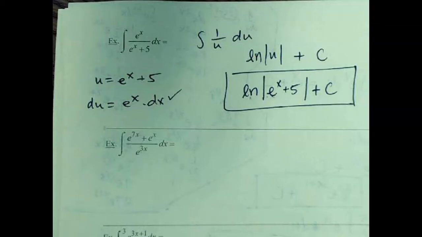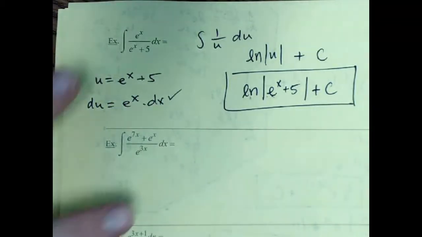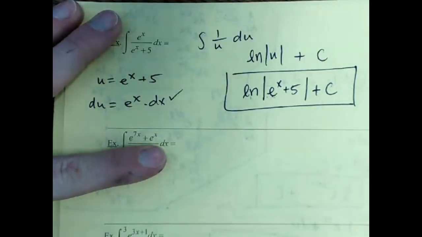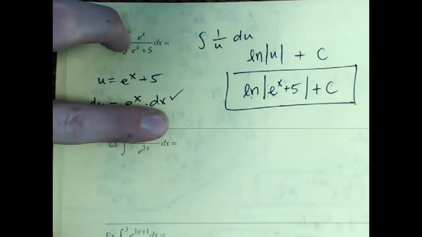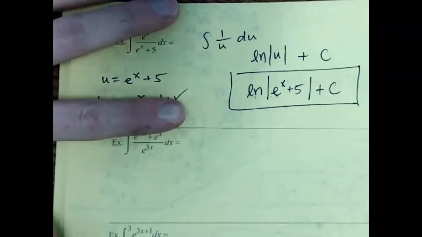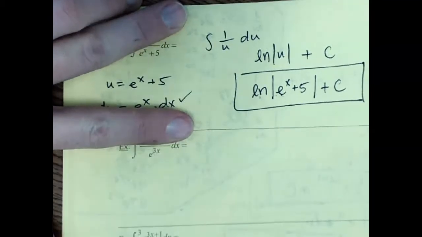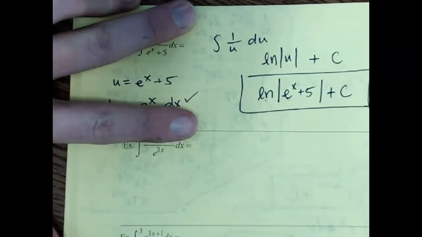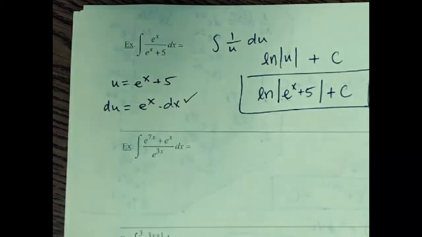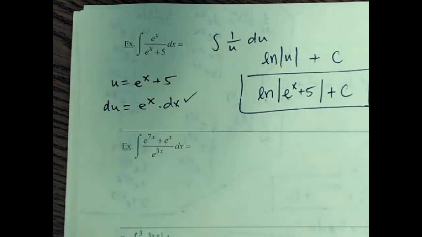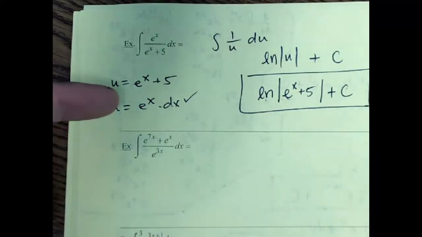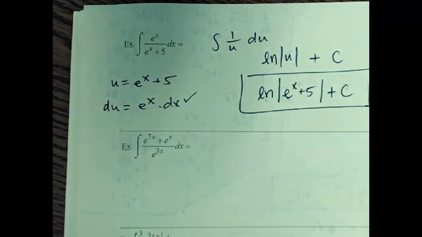Okay, the next one, we would look at it and think, okay, if I set u as the top, the derivative would be 7e to the 7x plus e to the x. We'll see if it matches. Oh, no, not even close, all right? So then let's try to set u as the bottom. The derivative would be 3e to the 3x. We'll see if it matches. Oh, no, it doesn't even match at all. Okay, so u substitution doesn't work because the top is not the derivative of the bottom or anything close to it. So instead, you just have to algebraically split this up and then simplify it.